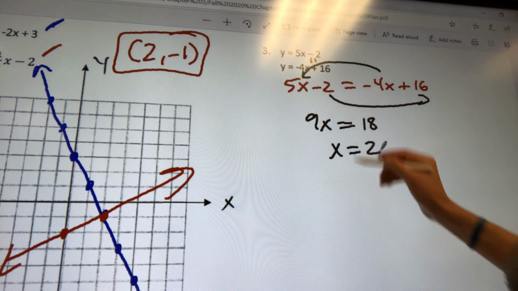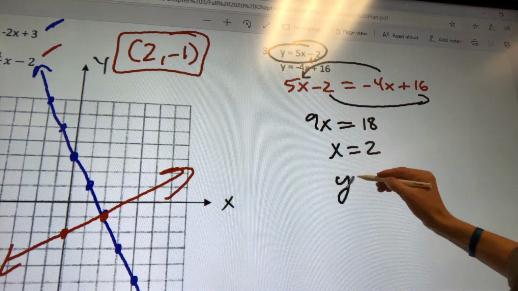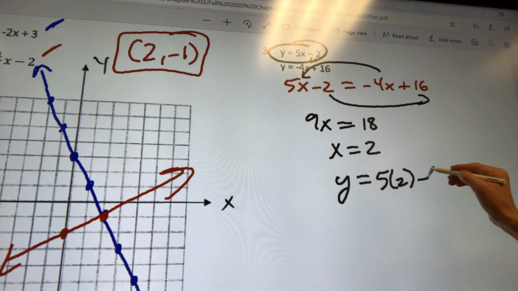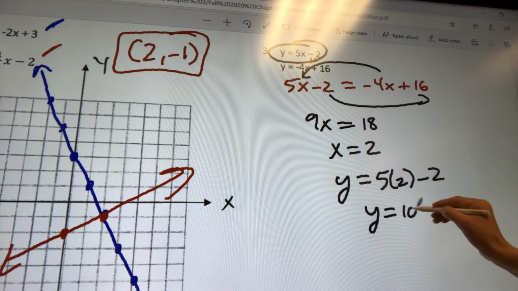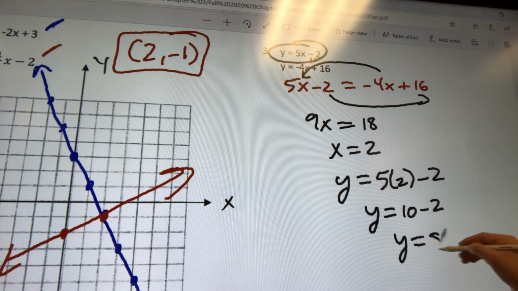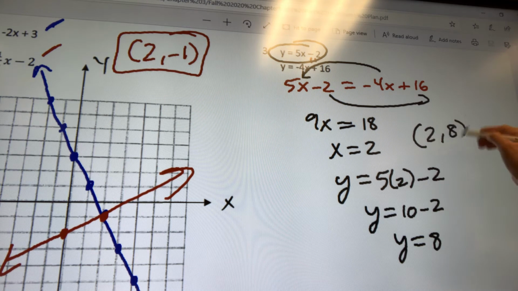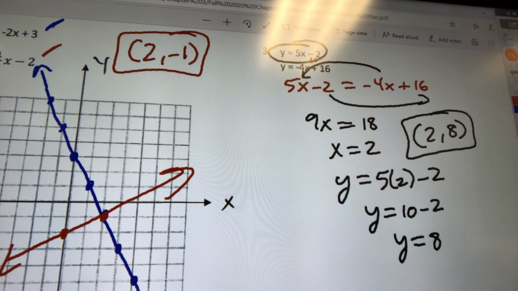So if x is 2, I'm going to use this top equation. Y is 5 times 2 minus 2. Y is 8. 2, 8. All right.